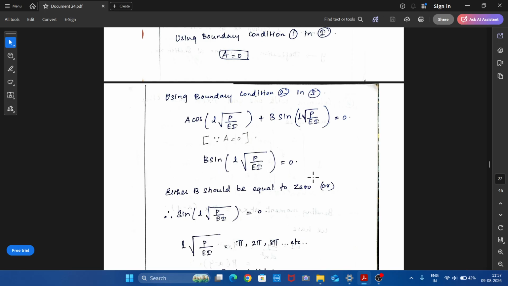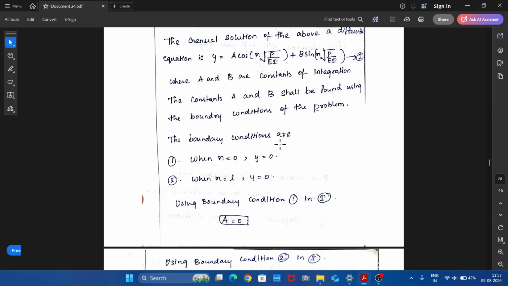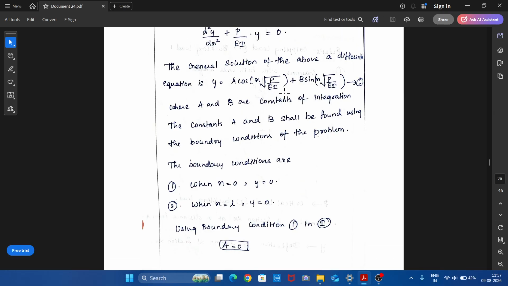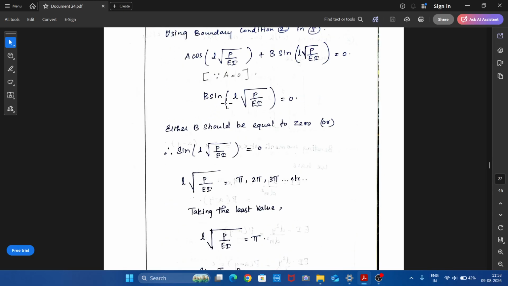If you take b as 0, then you will not get a solution for this deflection, because we have the equation y equal to a cos x root p by EI plus b sin x root p by EI. a is already 0. Now if b is also 0, then you get y equal to 0, which is not correct. Therefore, b can't be 0. Only sin L root p by EI should be equal to 0.